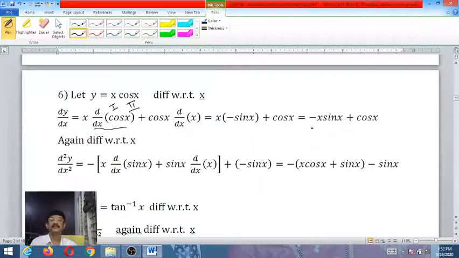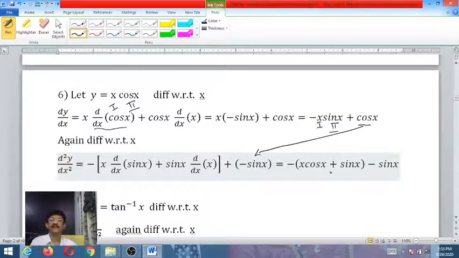Now again differentiate. Look at here, this minus should be taken out. It is a constant. So this is the first function, this is the second function. Minus is taken out. You have to write a big bracket here. If you do not write the bracket after this minus, the entire thing will be wrong. First into derivative of second plus sin x into derivative of first. Here cos x is there, the derivative of cos x is minus sin x. The derivative of sin x is cos x, x derivative is 1. So it is minus of x cos x plus sin x minus sin x.